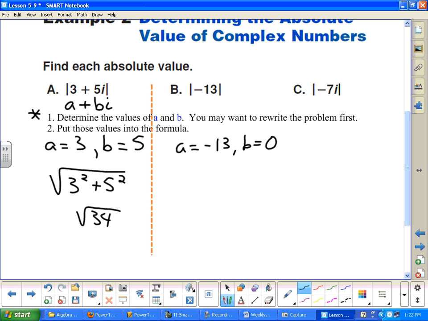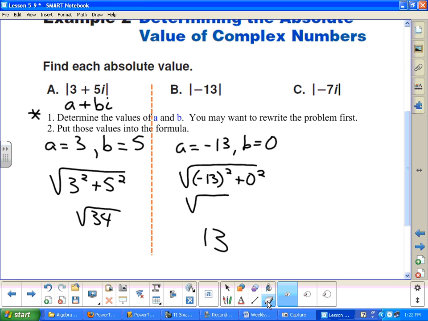Okay. This is 13. Now, you have to remember that if it's in the form a plus bi, you've got to use this formula. Square root of a squared plus b squared. So if I did that here, we would get negative 13 squared plus 0 squared, which is just the square root of 169. And the square root of 169 is 13.